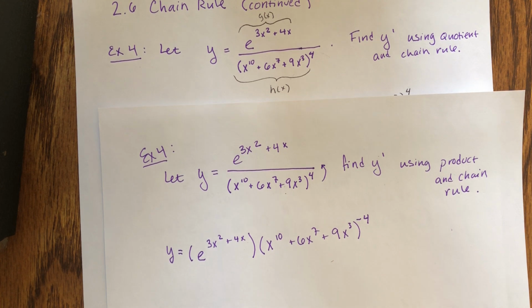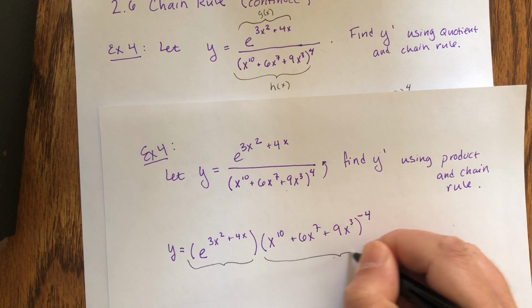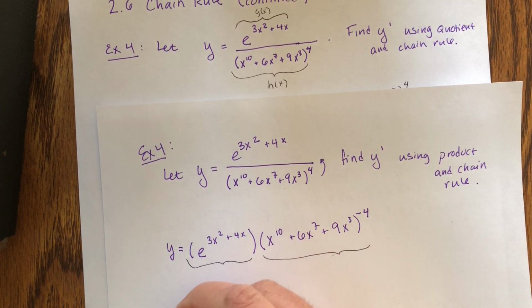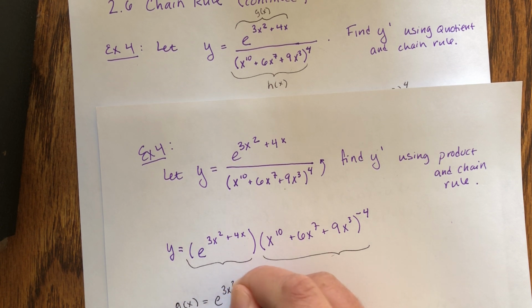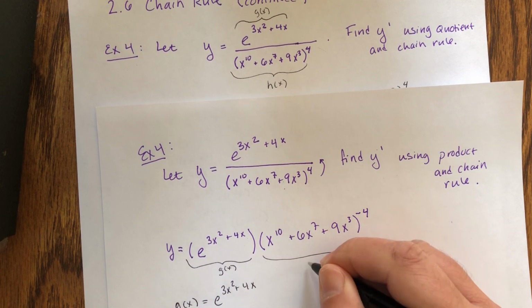Okay, so to do that, just like before, we're going to give each of these functions a name and find the derivative. So I'll call this my g of x function. That's e to the 3x squared plus 4x. And I'll call this my h of x function.